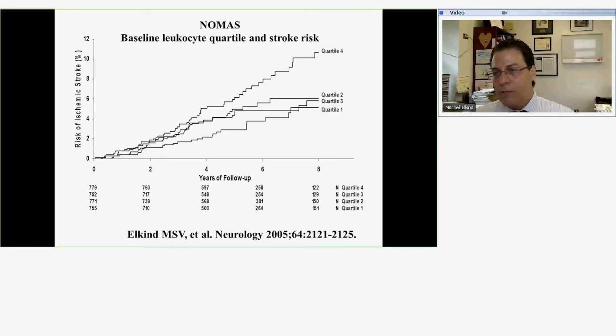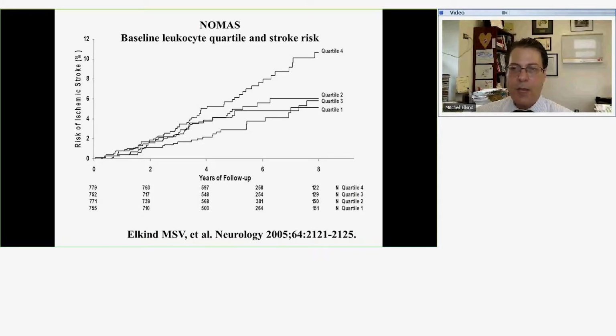And so one thing among many that we were able to look at and that I got interested in back when I was in training was the association of inflammatory markers, and in this case, white blood cell count, and the risk of subsequent stroke. So looking at the levels of leukocytes that were measured at baseline in these people before they'd ever had a stroke, we were able to then look at the relationship of white blood cell to subsequent incident ischemic stroke. And as you can see here, those who are in the top quartile of leukocyte count were at increased risk compared to those in the other quartiles.